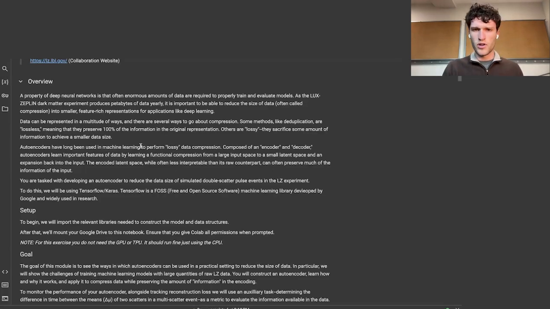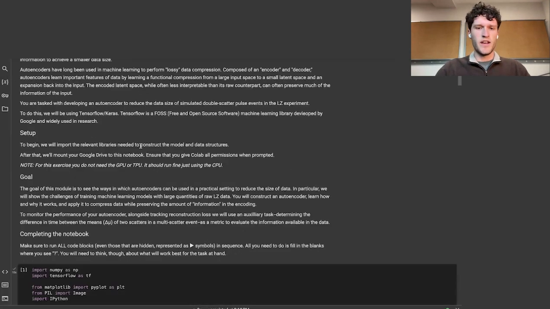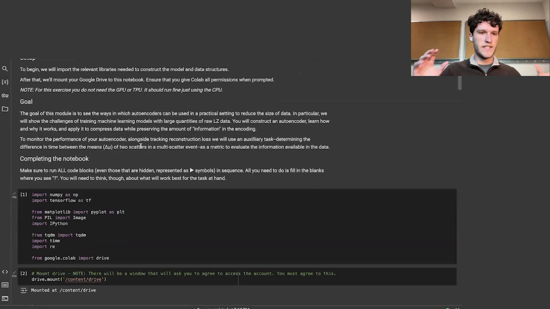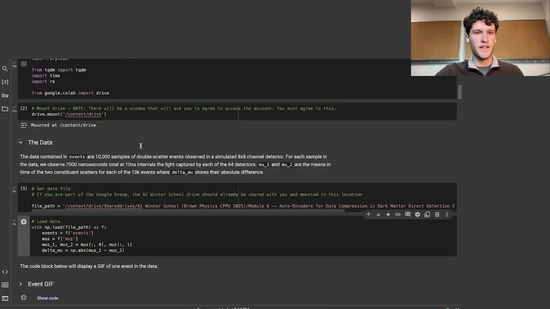So for lossy data compression, we have some trade-off between the amount that we reduce the size of the data and the amount of information that we preserve in the data. And so I keep throwing around the term the data. Let's talk about what that data actually is.